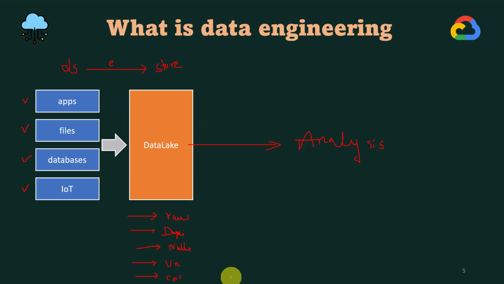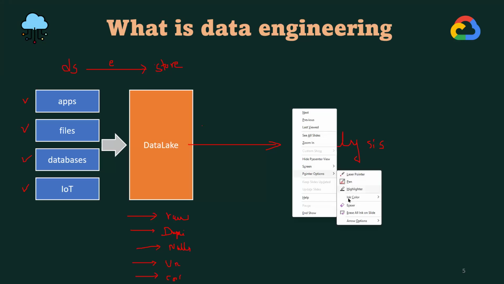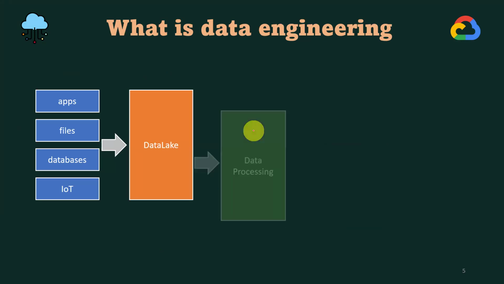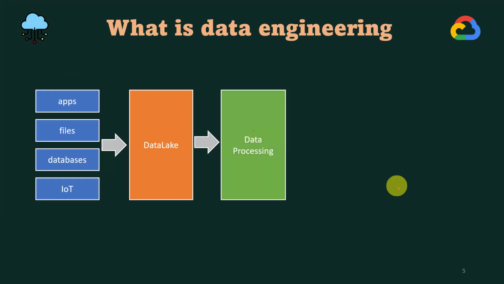What we have to do, guys, is take care of the duplicates. We have to handle the null values. We have to remove the unnecessary data. We have to make it the correct format. So all of these things are there. That's the reason, before we do the analysis, we try to do the data processing.